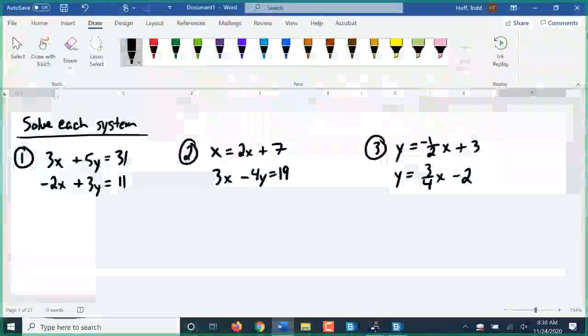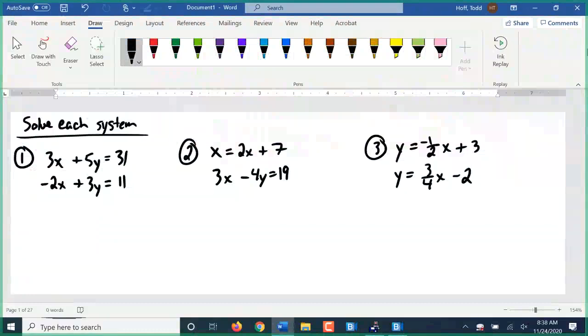Recording has started. Okay, it looks like you're finishing up, so let's see what you have so far. If you're not quite done, that's okay. We'll see what you've done so far. Now, each of these systems was set up to be easiest to solve with a particular method.